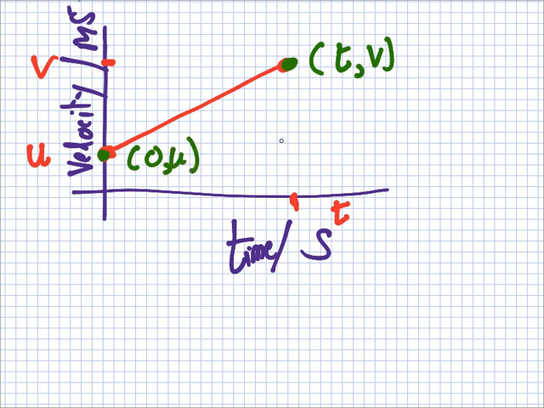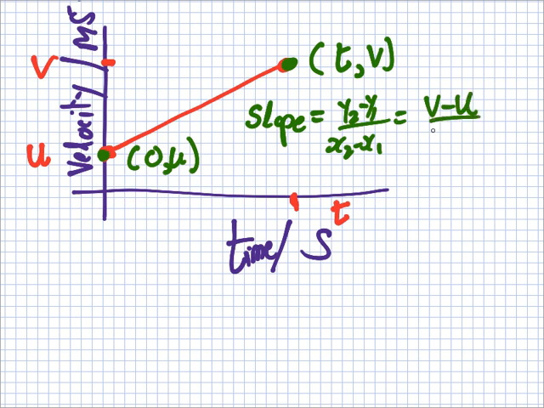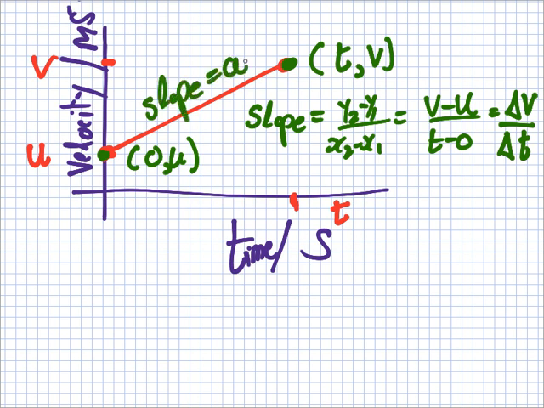Yeah? Now, in math class, did you do slope? And what's the formula for slope? y2 minus y1 over x2 minus x1. In this case, what would that be? V minus U over T minus 0, which would be the change in the velocity, delta V, over the time. But what's that? Acceleration. So in other words, the slope is the acceleration.